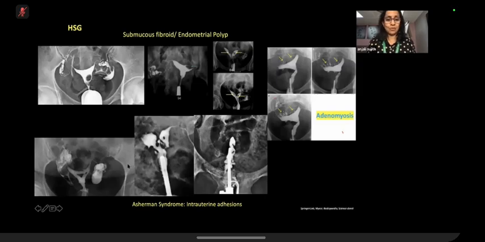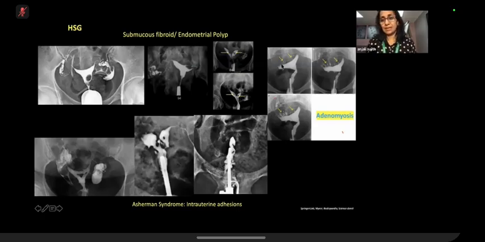And the bottom row is a completely distorted endometrial cavity, with some irregular filling defects within the cavity. These occur when there are intrauterine synechiae, and this is called Asherman syndrome. This can occur consequent to previous abortions or curettage, which can result in intrauterine adhesions. Additionally, you can see hydrosalpinx also on the first image.